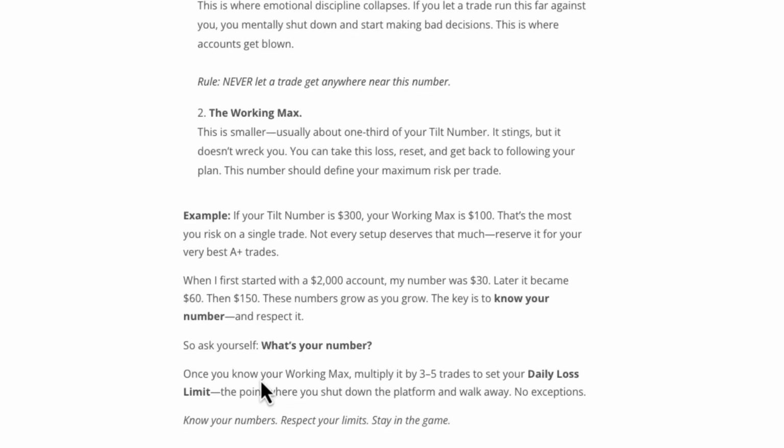And the newer a trader you are, the lower that threshold probably is. Do not be disappointed if your effort number is $90 or $100, $150, whatever that number is. Don't be ashamed of it. Honor it. Know where the tilt number, the effort number, lives, and let's not get anywhere near that so you can maintain your composure.